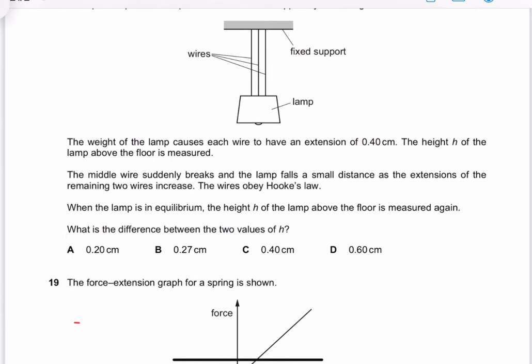So our answer becomes A. As you have seen from all those calculations, it falls down to a different height, the difference of which has to be 0.20. So that is the value that we'll be looking for, okay?